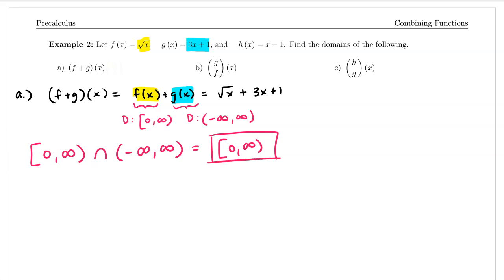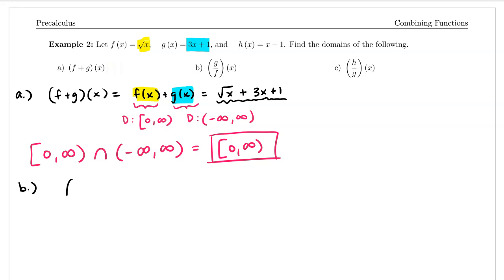And so that's one way that we could think about it in terms of thinking about the two domains individually and then taking their intersection, but also look at our combined function. We have the square root of x plus 3x plus 1. You could also just look at that combined function and say, well, I can't really plug in a negative number into the square root of x. 3x plus 1, that's okay, I can plug in anything into that, but the square root of x I can't plug in a negative number, and so that's going to mean that my new combined function has a domain of 0 to infinity, including 0.